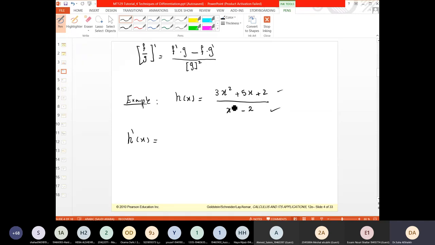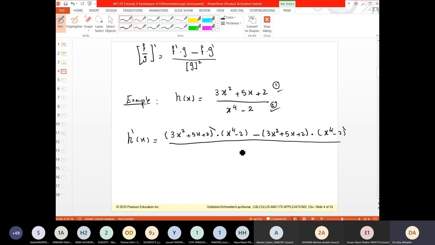So the quotient rule states the derivative of the first, and this is the first and this is the second. So it's actually (3x squared plus 5x plus 2) dash, multiplied with the second, x^4 minus 2, minus the first as it is, 3x squared plus 5x plus 2, multiplied with (x^4 minus 2) dash, divided by the second without any change but squared. So (x^4 minus 2) squared.